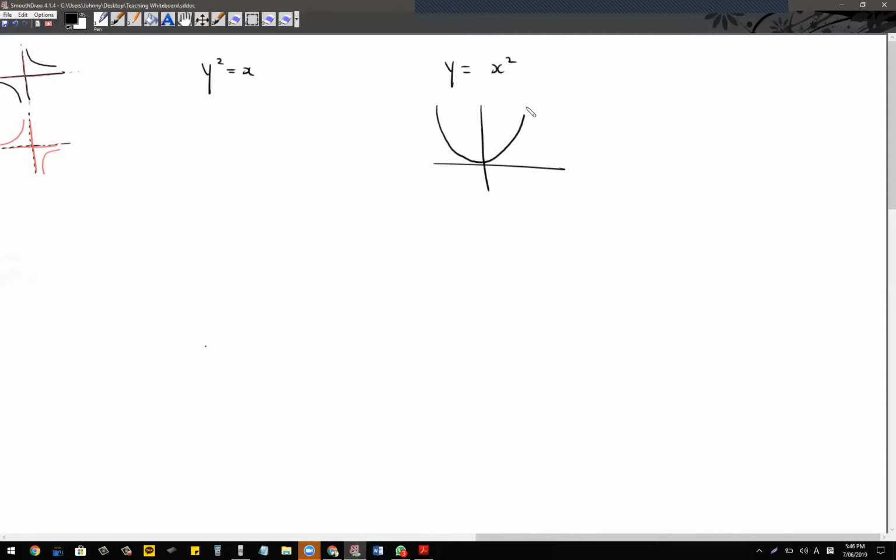When we draw this one, it's as if this is the same thing as x equals y squared, isn't it? So this used to be up, and this used to be right. But if we now think about the x as the subject, this is playing the role of the up, and this is playing the role of the right. Okay, that's swapped. So it's just the other way around. So you get a graph like this.